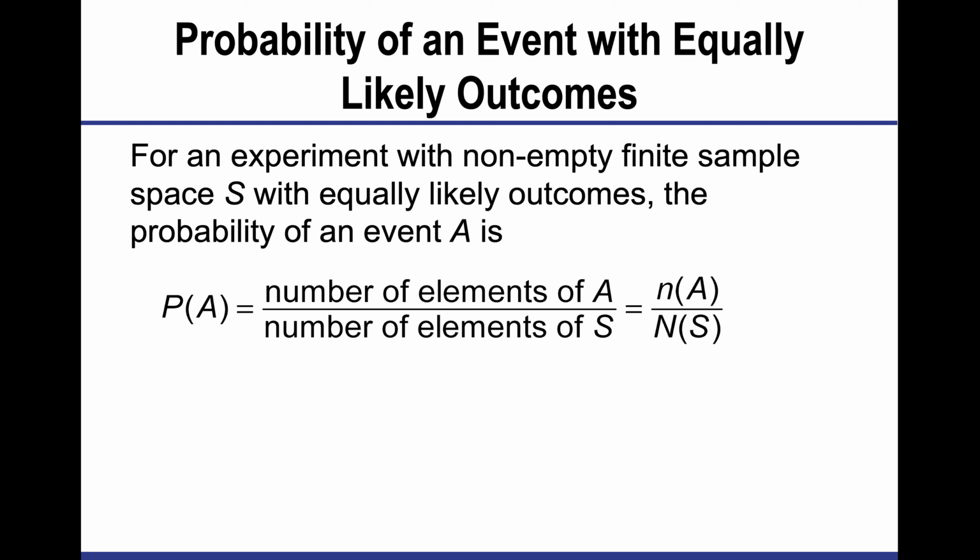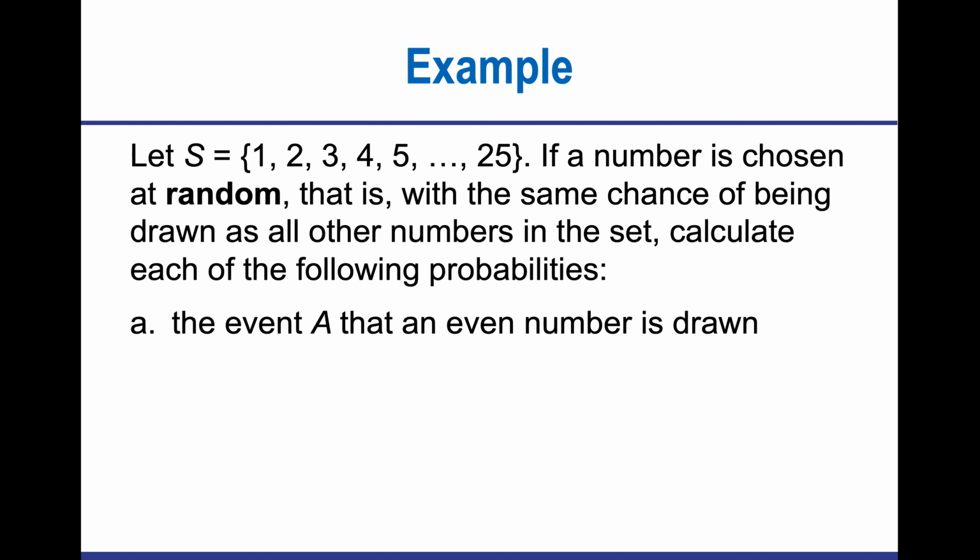Here's a different way to think about this. I like to think of it as the number of desired outcomes divided by the number of all possible outcomes. That's a great way to think about it. So let's look at an example. If I have this sample space, if a number is chosen at random, that means the same chance of being drawn as all the other numbers in the set.